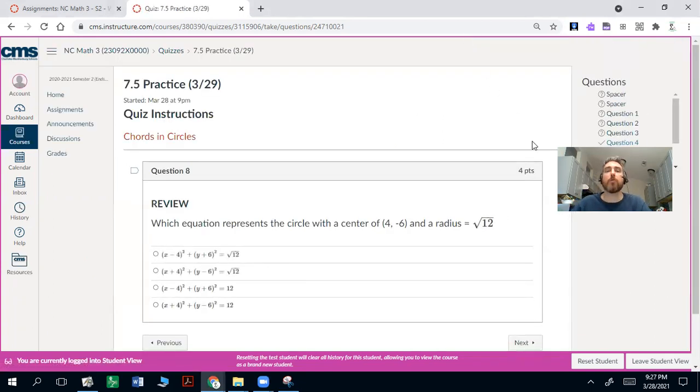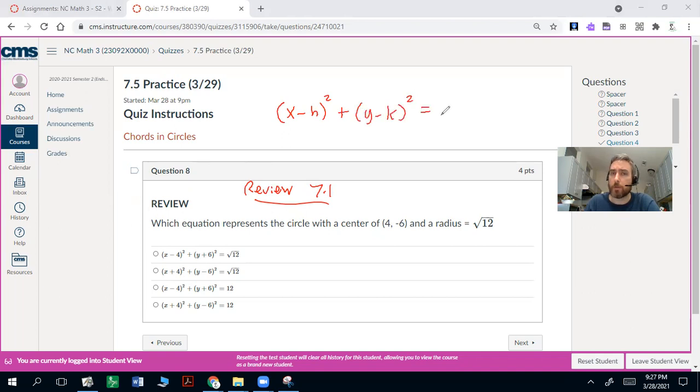Okay, the last two questions are review. This would be a review of 7.1, equations of a circle. So let's see if we can go over that. Which equation represents the circle with center (4, -6) and a radius of square root of 12? Well, the formula for that is (x - h)² + (y - k)² = r².